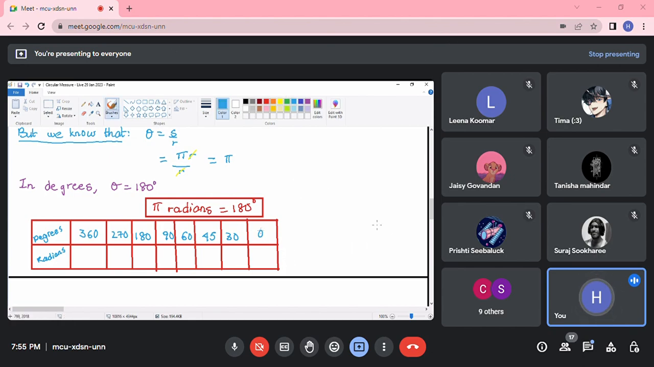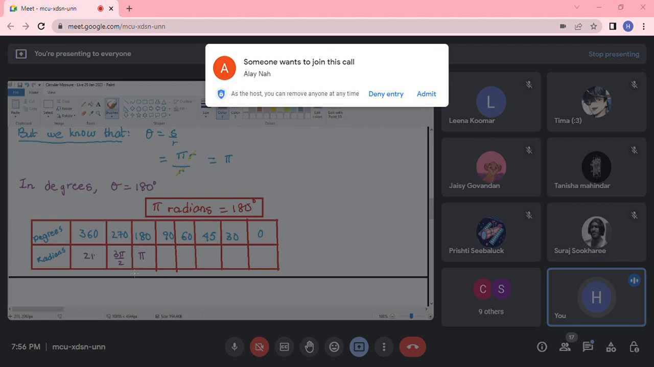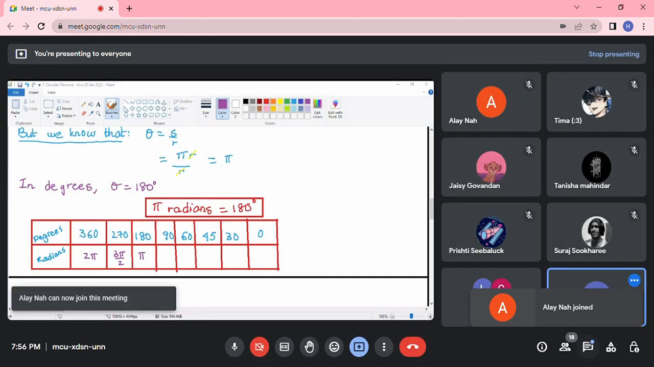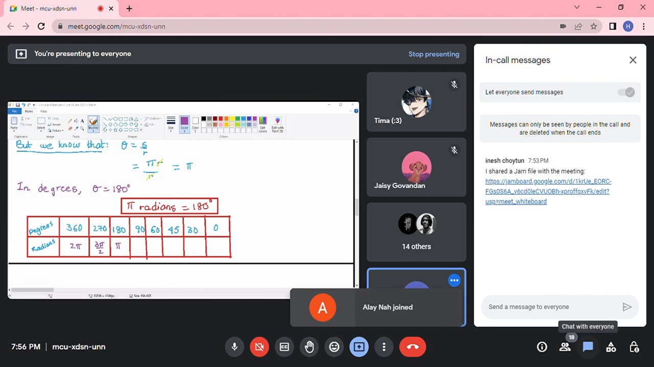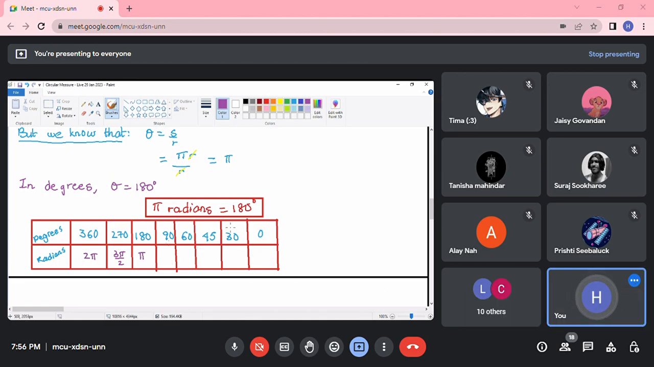Yes, so 0 degrees. Donc, nous avons trouvé que pi radians égale 180 degrés. Donc, pour 180, we will have pi. Pour 270, we will have 3 pi by 2. For 360 degrees, it is equivalent to 2 pi. And for 90 degrees, it's equivalent to pi by 2. 60 degrees, it's equivalent to pi by 3. 45 degrees est pareil comme pi by 4. 30 degrees, it's similar to pi by 6. And 0 degrees, sorry, is similar to 0 radians.